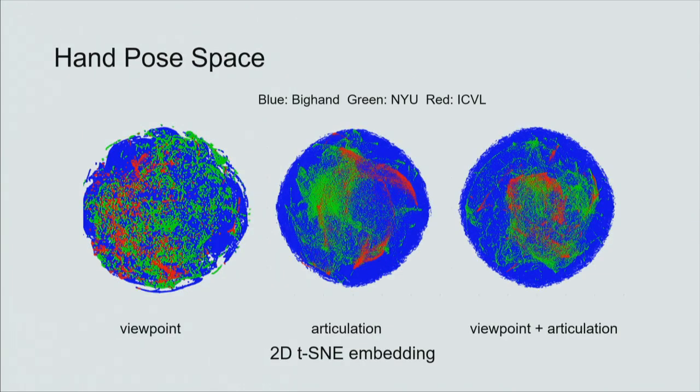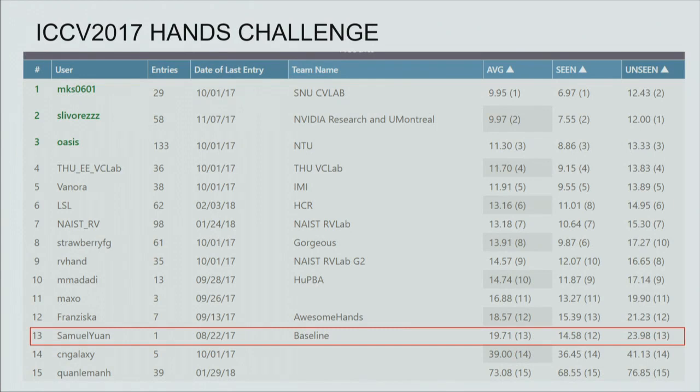Here, I will not go into the details, but show the space coverage of our data set. The BigHand data set: this one is viewpoints, and the second one is articulation. We can see BigHand demonstrates a broader and more even coverage when compared with the ICVL and the NYU data sets. Using this data set, we held the 2017 hand challenge, and the top 3 achieved an error of about 10 millimeters.